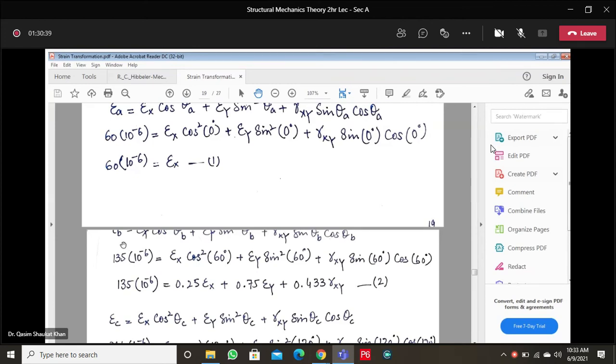Okay. So epsilon b is given as 135 microstrains. Theta b is 60 degrees. So 135 microstrains is equal to epsilon x cos square 60 degrees plus epsilon y sin square 60 degrees plus gamma xy sin 60 cos 60. And please simplify this and let me know whether we are getting this answer or not. At present, do not put the value of epsilon x. Okay, just simplify this.